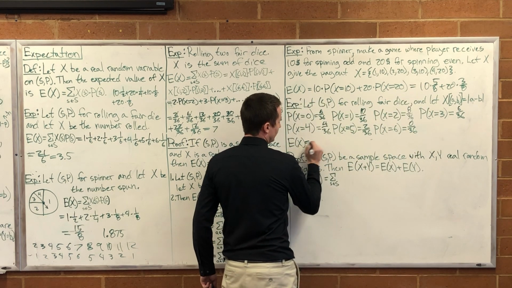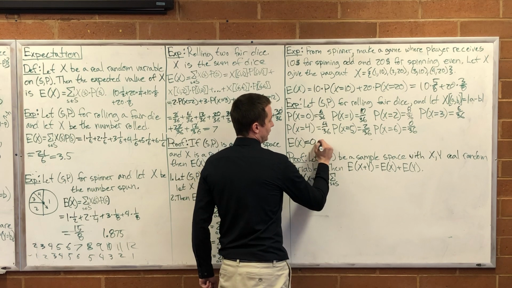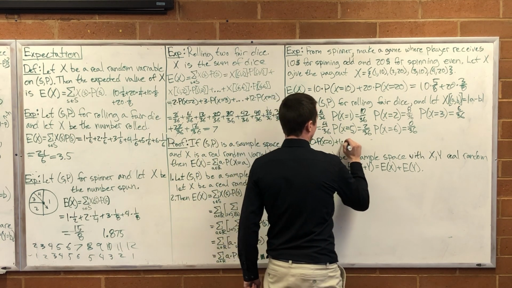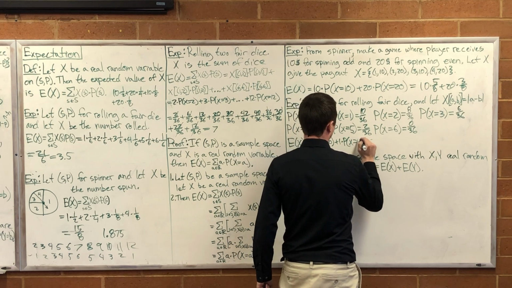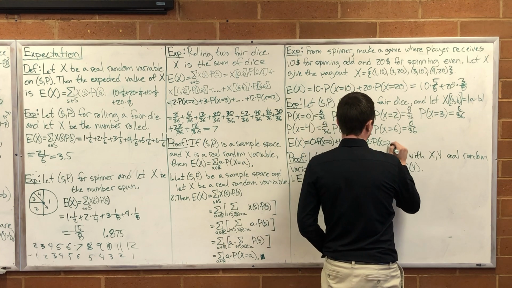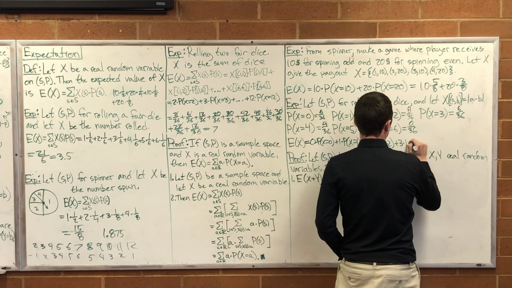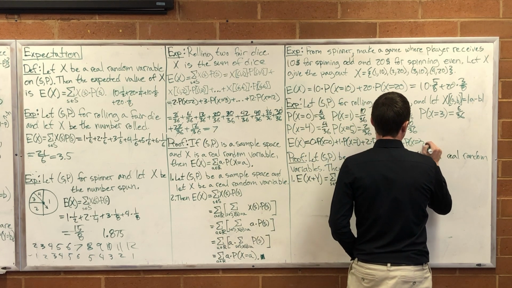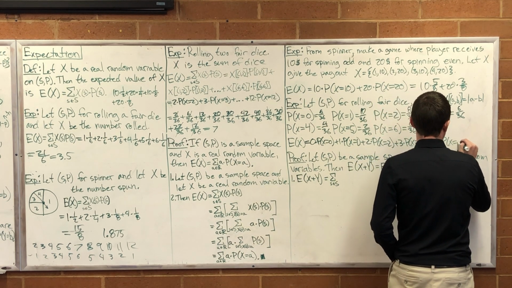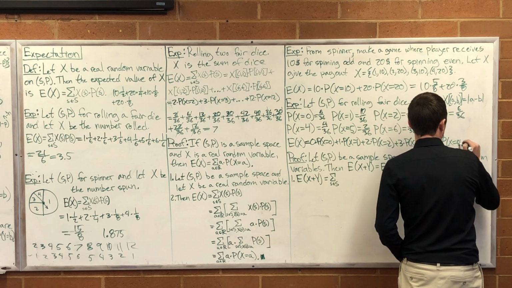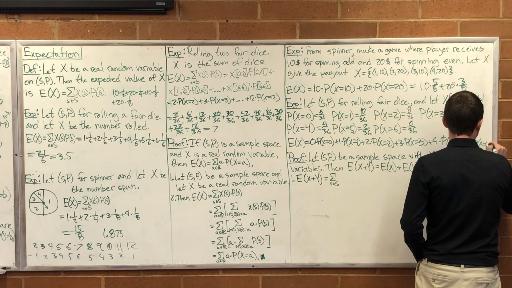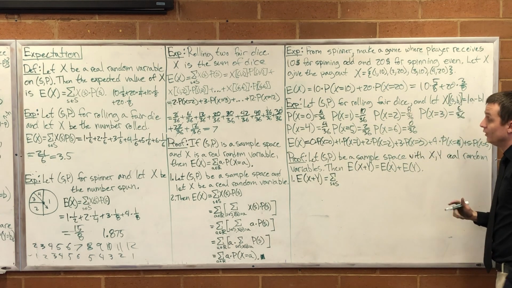This is equal to 0 times the probability that x is equal to 0, plus 1 times the probability that x is equal to 1, plus 2 times the probability that x is equal to 2, plus 3 times the probability that x is equal to 3, plus 4 times the probability that x is equal to 4, not 5, plus 5 times the probability that x is equal to 5. Right?